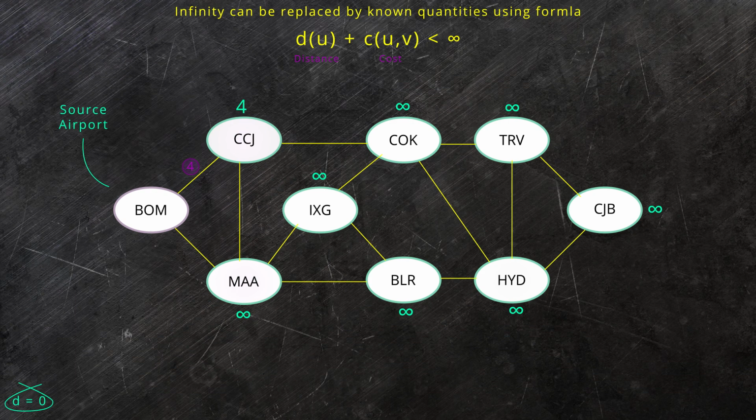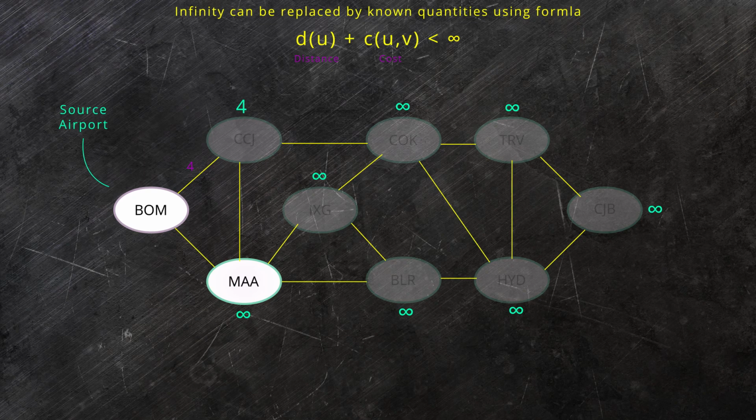Here, BOM and CCJ can be called nodes, or they can be called destination airports. Now, this path we have updated, v is equal to 4. Now again, what is the other route that is left out from Bombay? It is Bombay to MAA. So next, we will be updating the distance of MAA using the same formula.